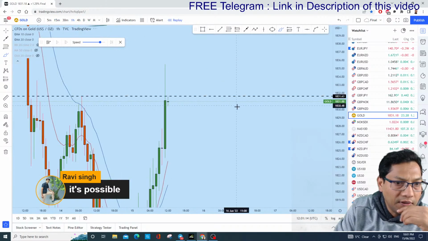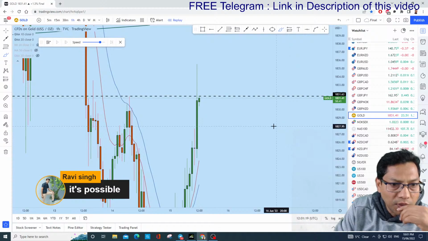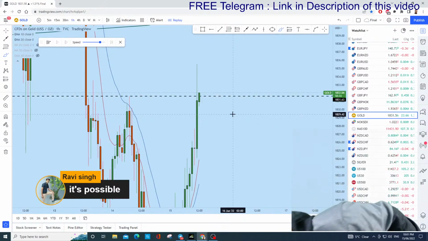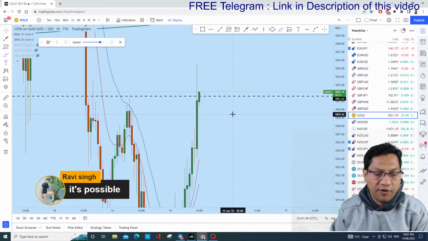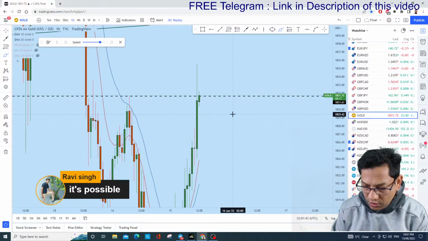Let's see what happened. Okay, this is the hourly candle that has just closed, so now we see a rise to the upside on gold. Let me see that in the MetaTrader 4 and how it looks, because sometimes MetaTrader 4 shows a different kind of price action than on TradingView. So that's why I always keep checking all of them to see how they are doing.